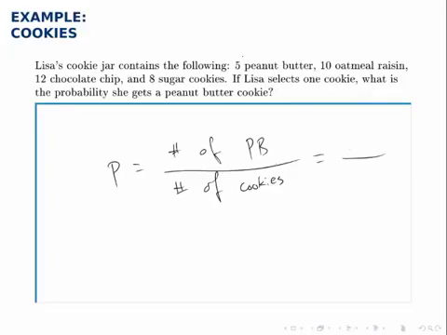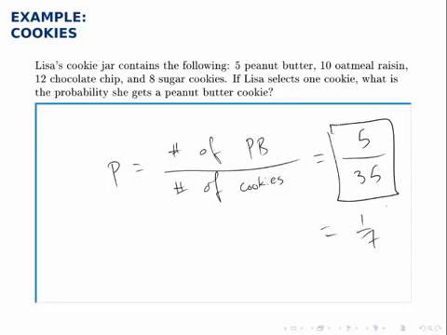If there are 5 peanut butter, 10 oatmeal raisin, 12 chocolate chip, and 8 sugar cookies, that's a total of 35 if we add up those 4 numbers. And there are 5 peanut butter cookies, so the probability of drawing a peanut butter cookie is 5 out of 35. The number of ways that can happen divided by the total number of possibilities. Once we have that, we can either leave the answer this way, or we can simplify the fraction to 1/7, or write it as a decimal or a percentage. Again, any one of them is fine, as long as we get the right number.